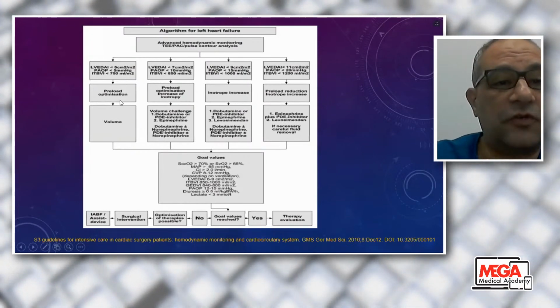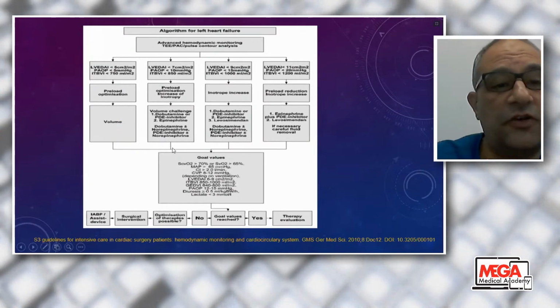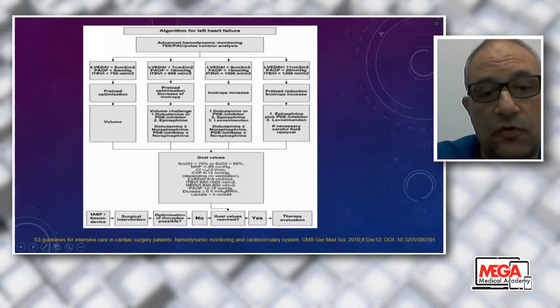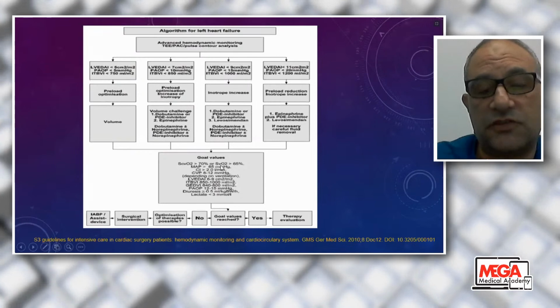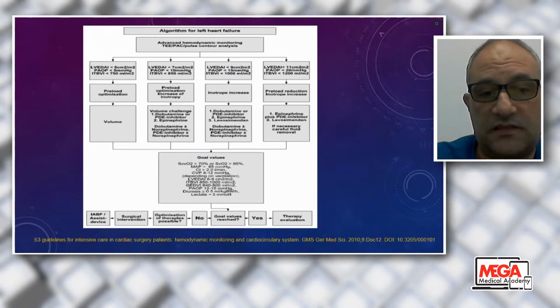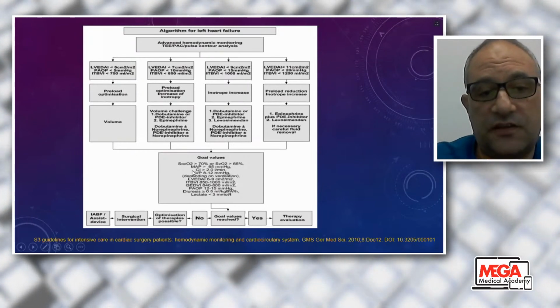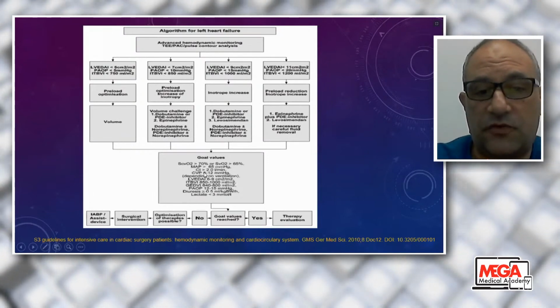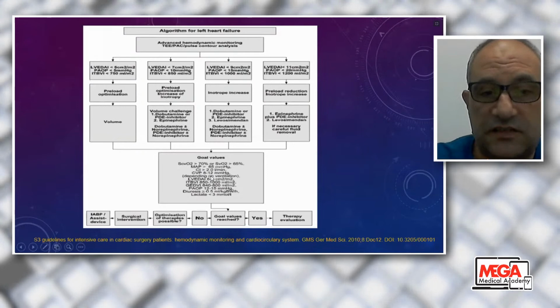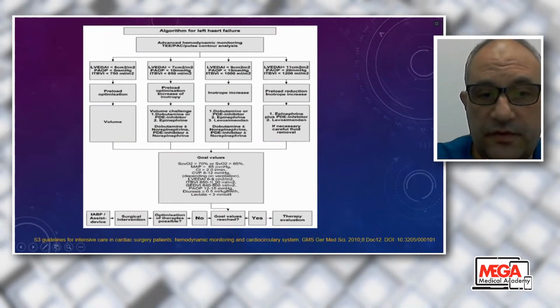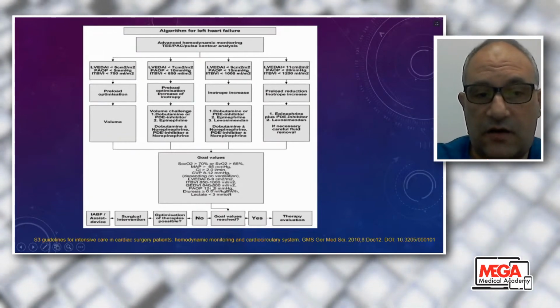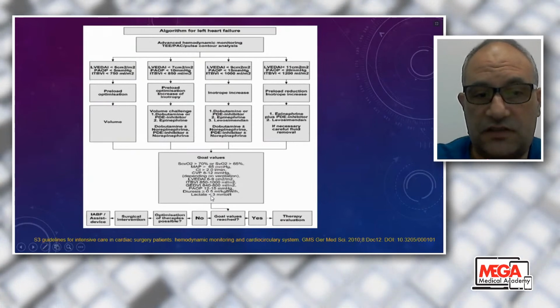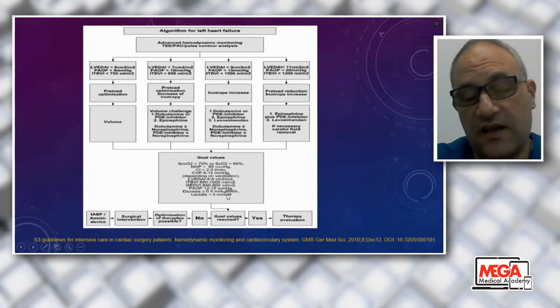He needs preload optimization. I will give him volume to achieve my target goals, which are mixed venous oxygen saturation more than 65%, central venous oxygen saturation more than 70%, mean arterial pressure more than 65, cardiac index of 2, CVP 8 to 12 millimeters of mercury, and our hemodynamic data we discussed before, and lactate less than 3 millimole per liter.